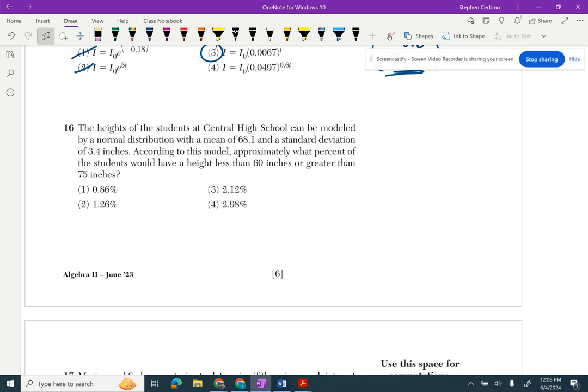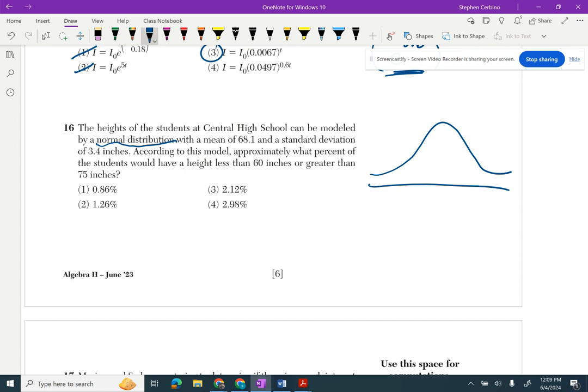Number 16 talks about normal CDF. How do I know it's going to be normal CDF? Well, it tells us that it's approximately normal distribution, so we're going to have a bell curve of some sort. It gives us the mean and the standard deviation, and it wants us to know about two different heights: heights that are less than 60 and greater than 75.